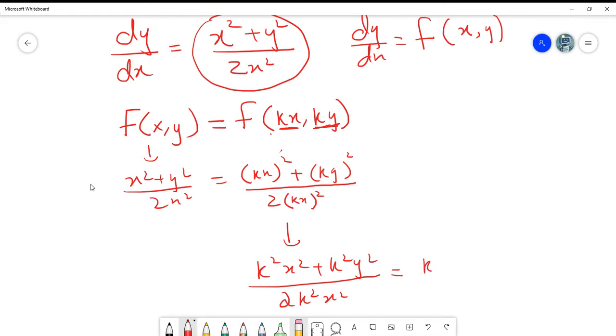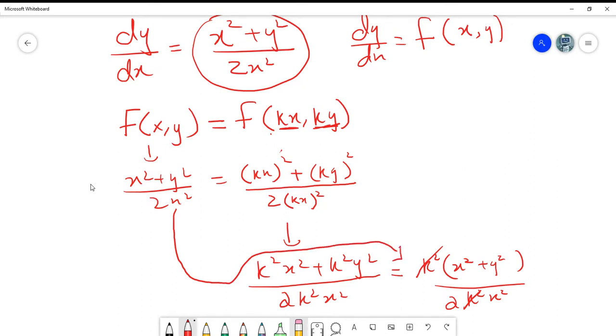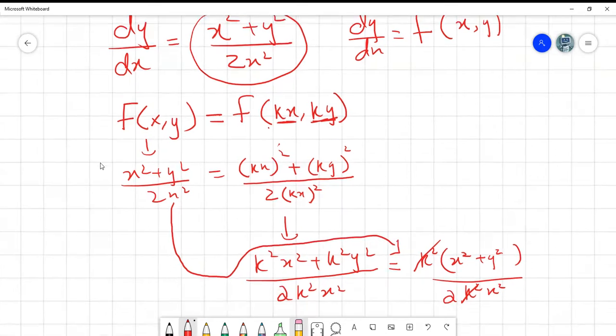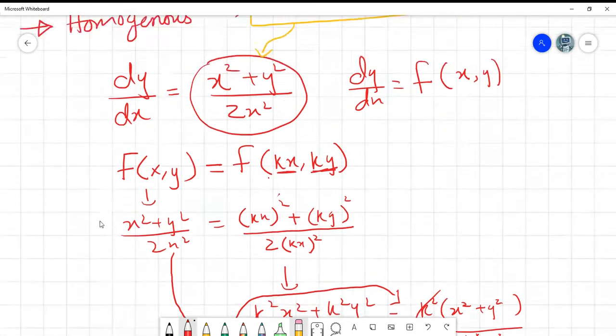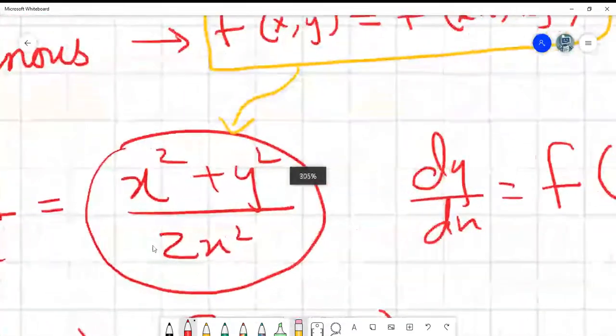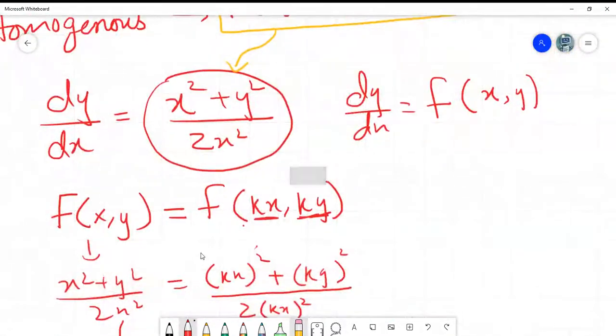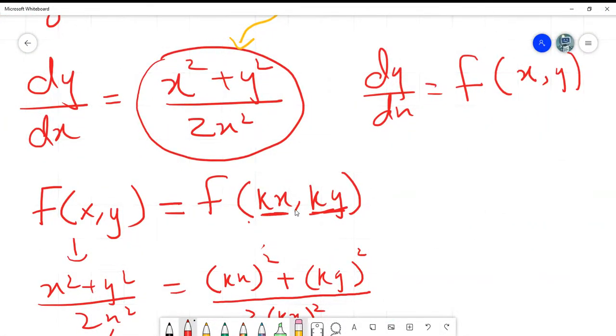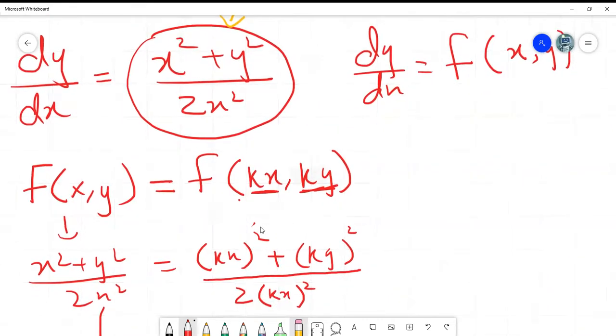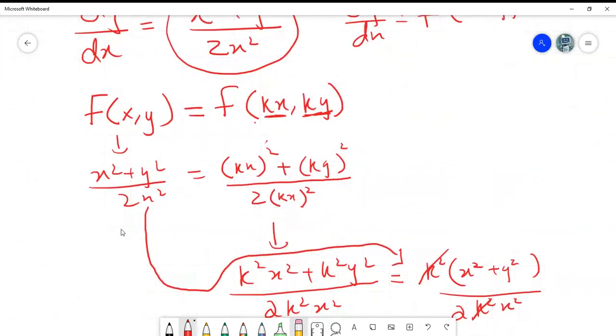Having said that, k squared can be taken common in the numerator, leaving us with x squared plus y squared over 2k squared x squared. Now, as you can see, k squared cancels out, and we are left with the same answer as the original equation, which means this is homogeneous. This is how you check for homogeneity. All you have to do is write the original equation on one side and write f of kx and ky on the other side and see if you get the same equation back.